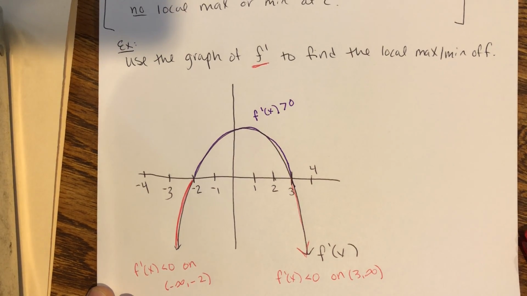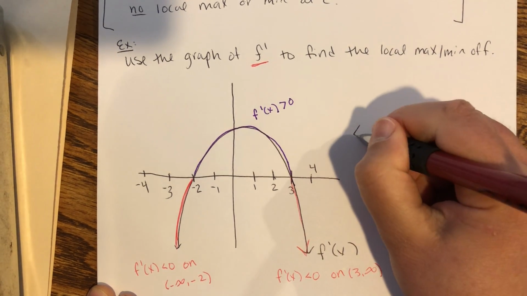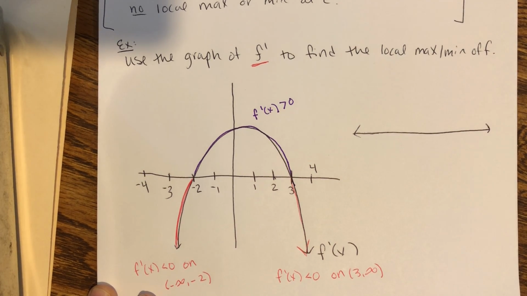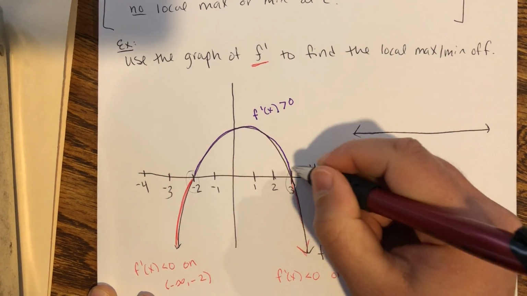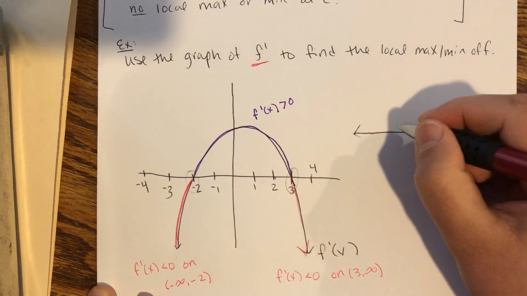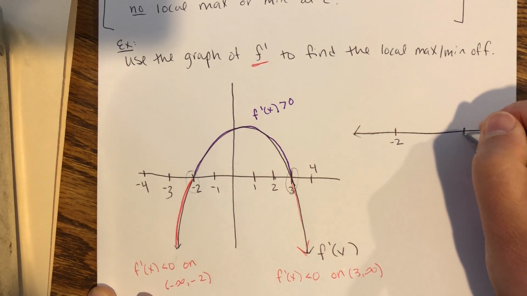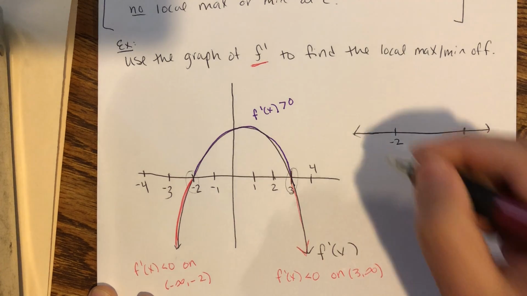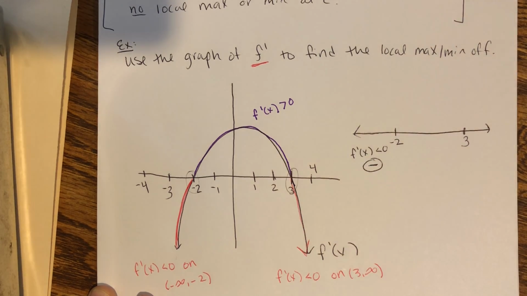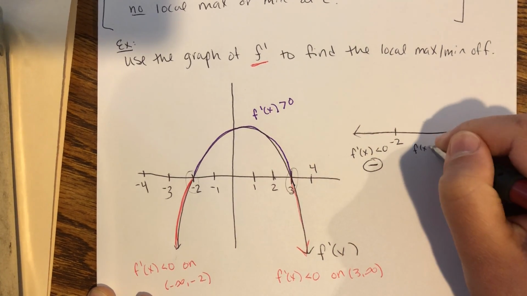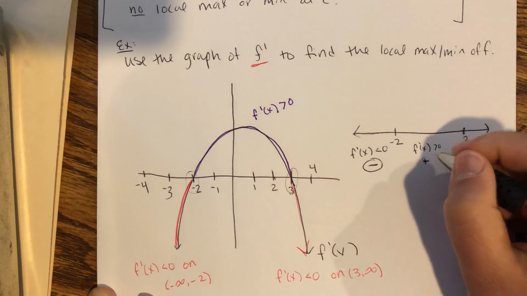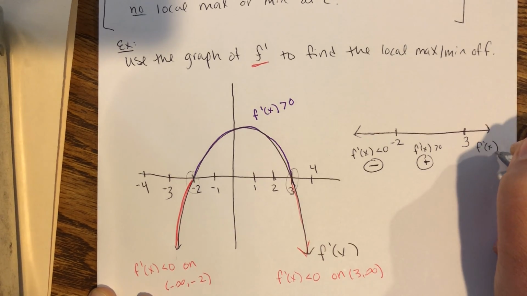Okay, so we can build this real number line like we were using in the increasing and decreasing test to figure out where the local maxes and mins are. The critical points are going to be at negative 2 and at 3, because that's where the derivative changes sign. Here we said that the derivative is negative on this interval, positive on the middle interval, it's above the x-axis, and the derivative is negative again on the last interval.